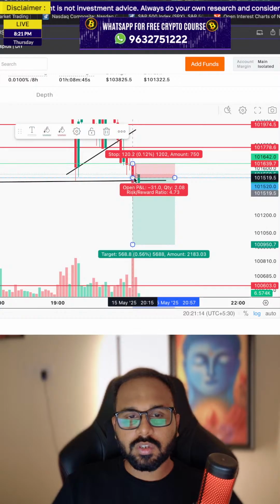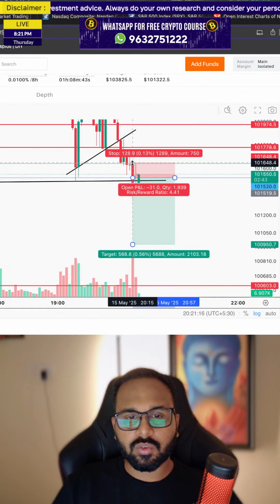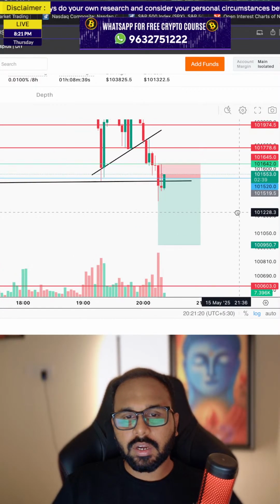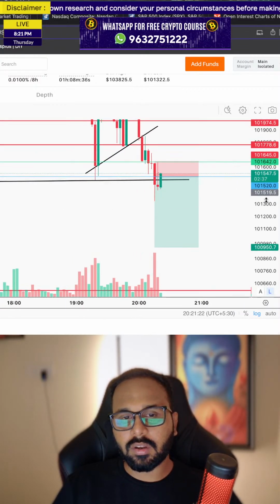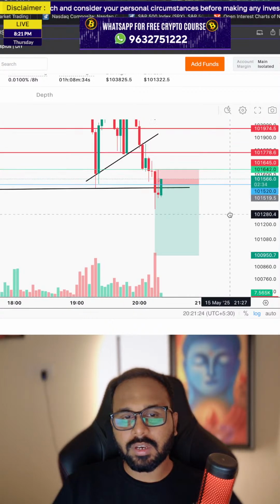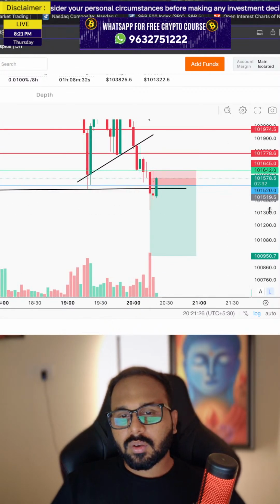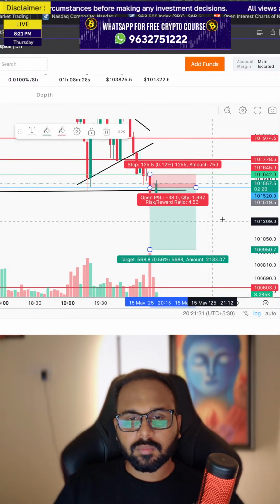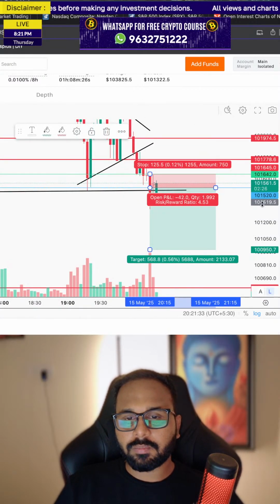Market is at cost to cost. This is the final selling pressure zone. If this sustains, then close to 500 points movement I can expect. Or else, $35, I'll give an exit. This is the last trade for the day.